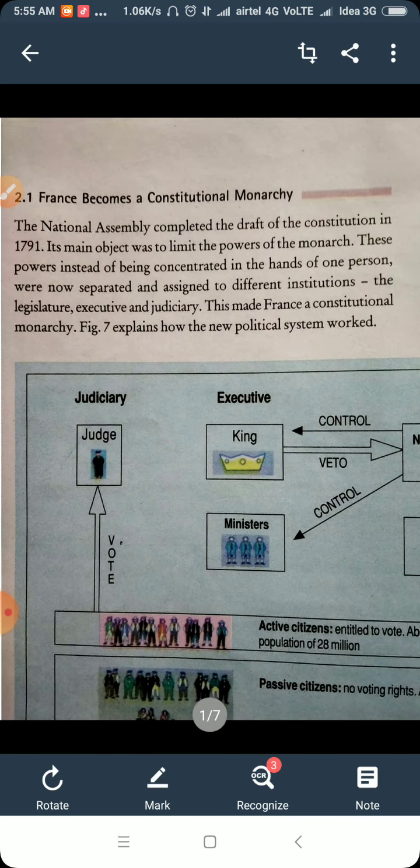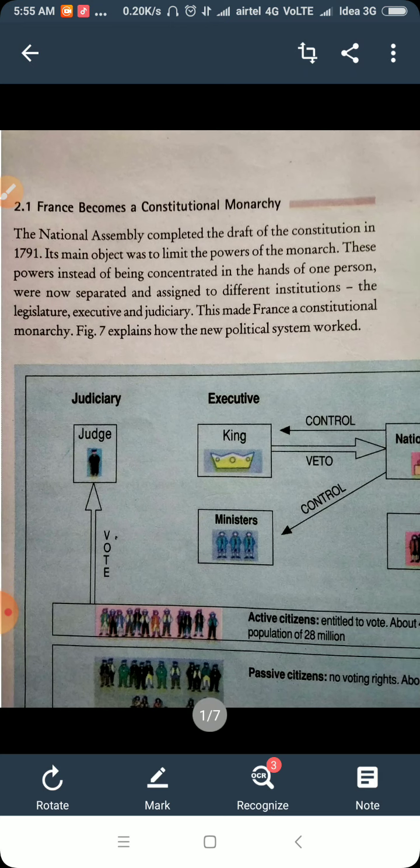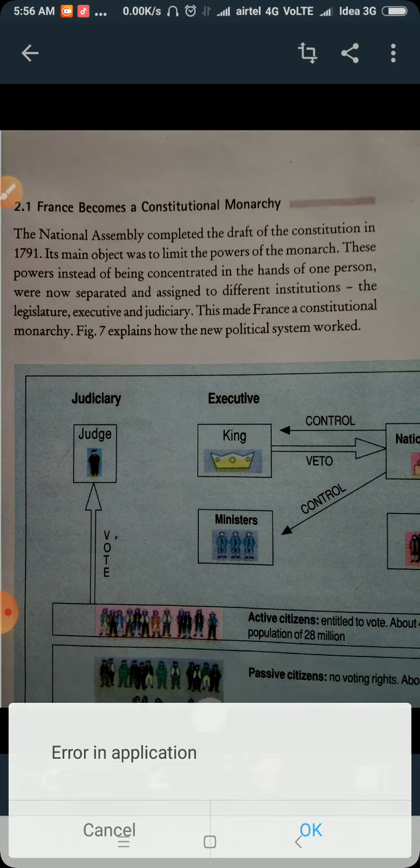Remember, in the book The Spirit of the Laws, which I think is written by John Locke, he has suggested the division of power, that is the legislature, executive, and judiciary. So this model had been adopted, and this made France a constitutional monarchy. The monarch was there, but he had to follow the constitution. So let us explain how the new political system worked.